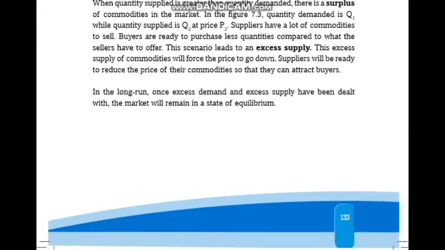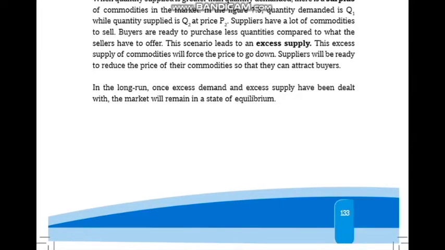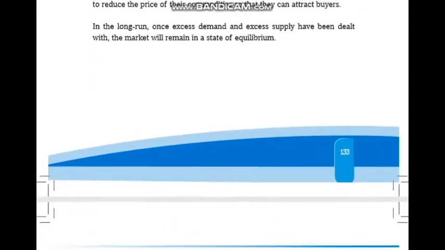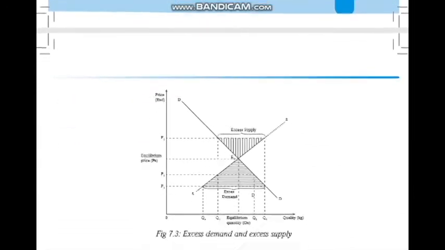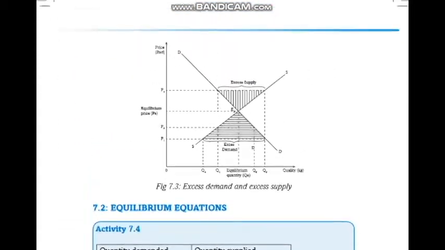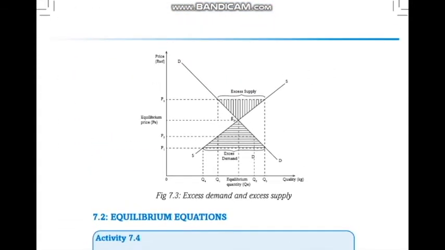This excess supply of commodities will force the price to go down. Suppliers will be ready to reduce the price of their commodities so that they can attract the buyers. In the long run, once excess demand and excess supply have been dealt with, the market will remain in a state of equilibrium.